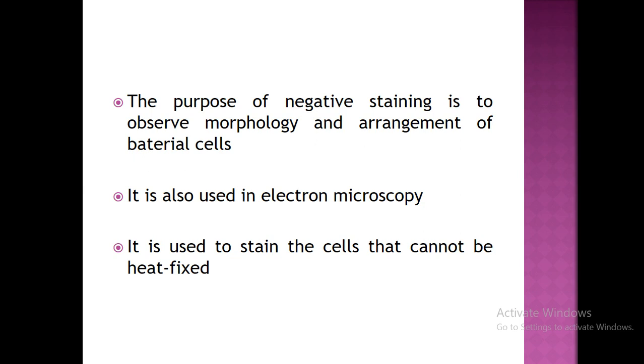This negative staining is also used in electron microscopy during the preparation of a specimen, and in negative staining it is used to stain the cells that cannot be heat fixed. Generally, in most of the staining techniques you need to heat fix the cells, but in this staining method you need not heat fix the cells.